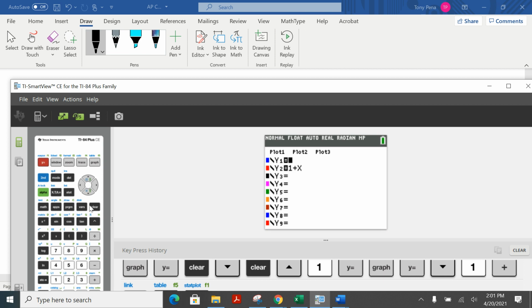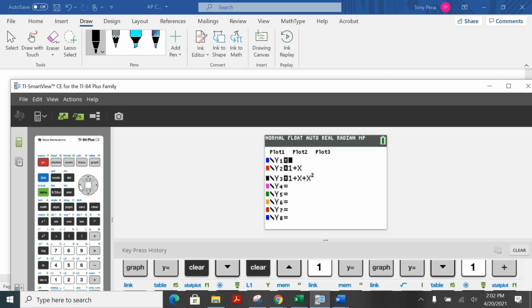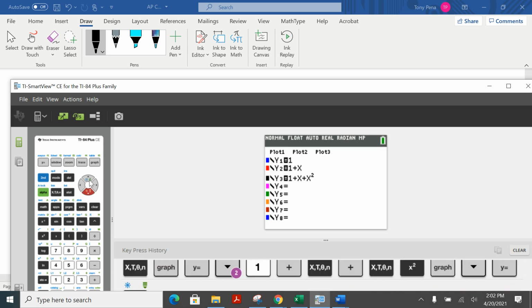If I then go through and graph 1 plus x, and then I add the next term to this, x squared, this is now my graph. So that's the first thing that I asked you to do on it. What we then are just going to do, I'm going to continue to add a few more terms. So 1 plus x squared, and then x cubed.